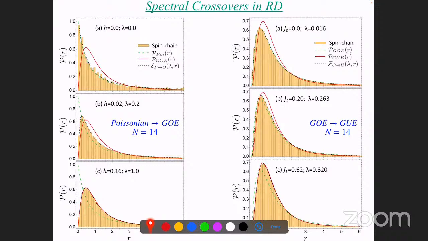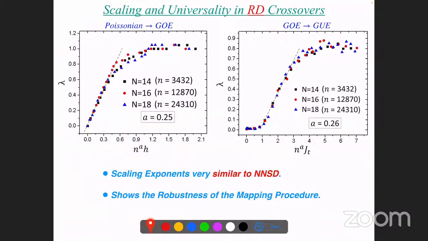And it crosses over at similar numbers that you had for the spacing distributions. Again, you can do a scaling analysis like before for the 3 lattice sizes that I was talking about. And you again find that there is very nice scaling for the 3 lattice sizes, which makes it universal. Moreover, the scaling exponents are very similar to the values that you had for NNSD. So in all cases, they hover around 0.25. Of course, we don't understand fully exactly why. And this shows the robustness of the procedure.